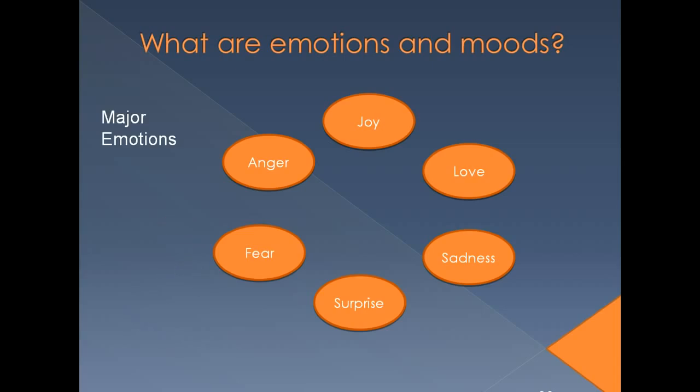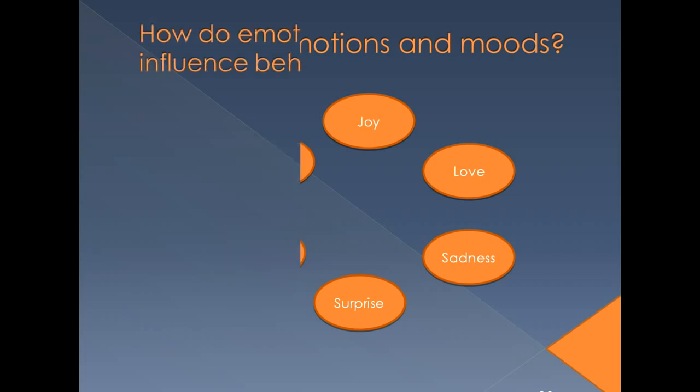Okay, so if we look at the major emotions, there are six major emotions that we talk about: joy, love, sadness, surprise, fear, and anger. I'm sure there are many more emotions, in-betweens and nuances that you could talk about, but these are generally the major emotions that people experience on a day-to-day basis.